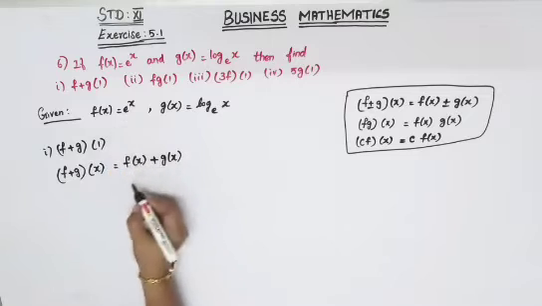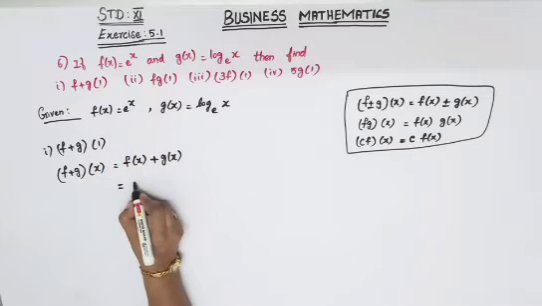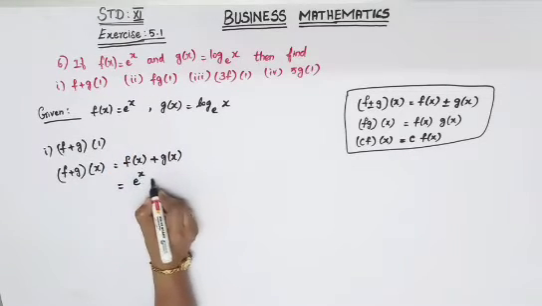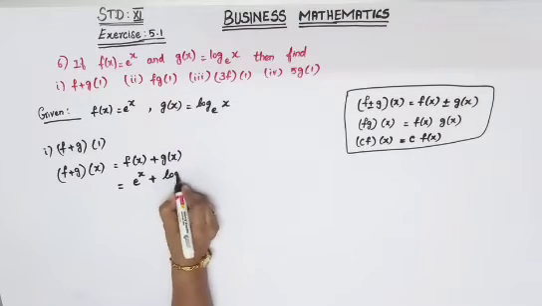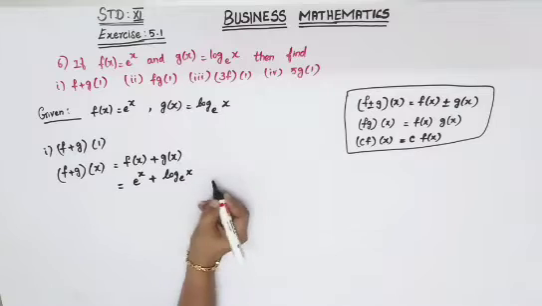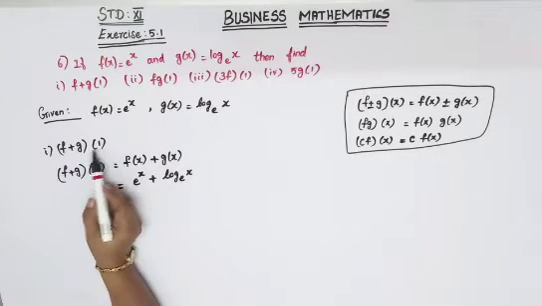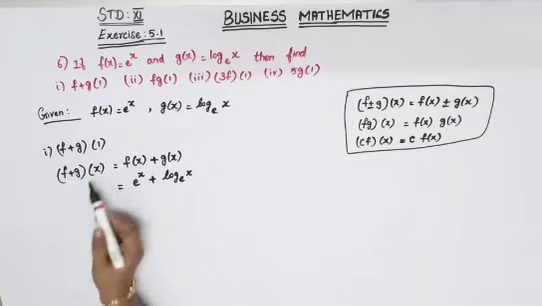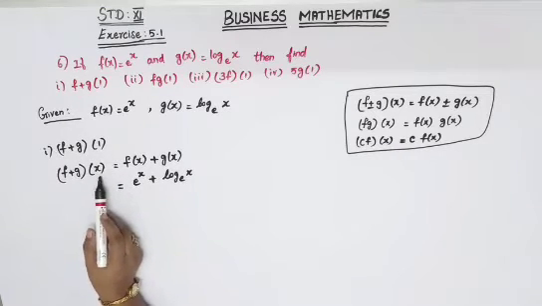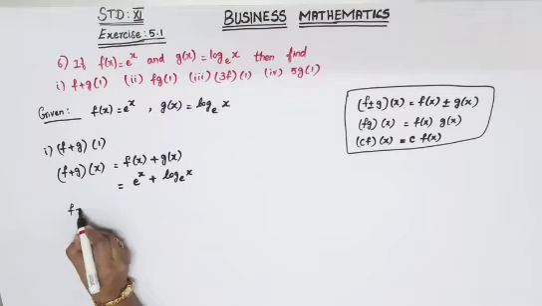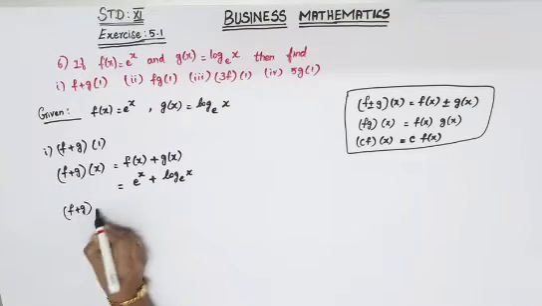Now your f of x is here, so just substitute. In the place of x it is e power x, plus, in the place of g of x we have log x to the base e. Now they have asked you to find f plus g of 1, but we have got f plus g of x. So in the place of x you will have to replace 1, then you will get f plus g of 1.